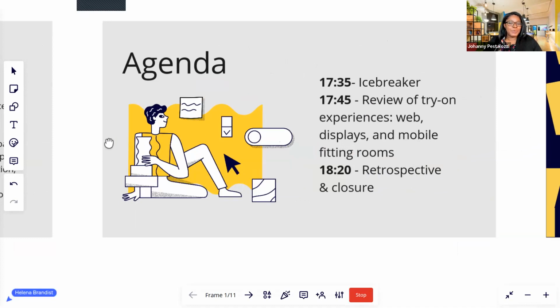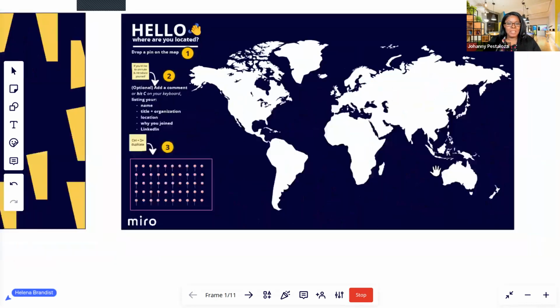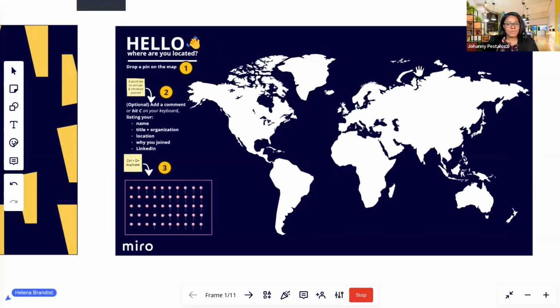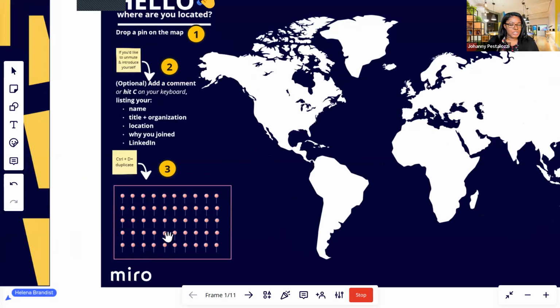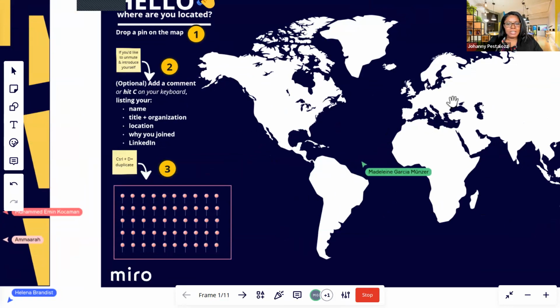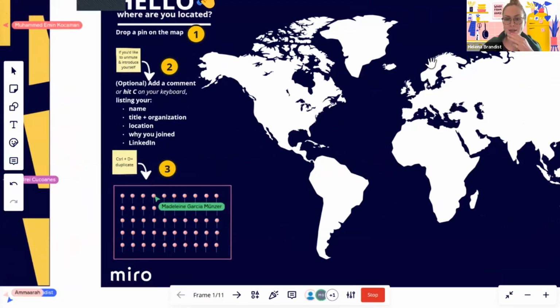So without further ado, I would like to go into the icebreaker that we have prepared. This is a map. Maybe some of you have already seen it. The idea is that you take a pin from this section and put it in the region of the world in which you are located. Helena, if you could share the link of the board with the group. I already have, it's in the chat.